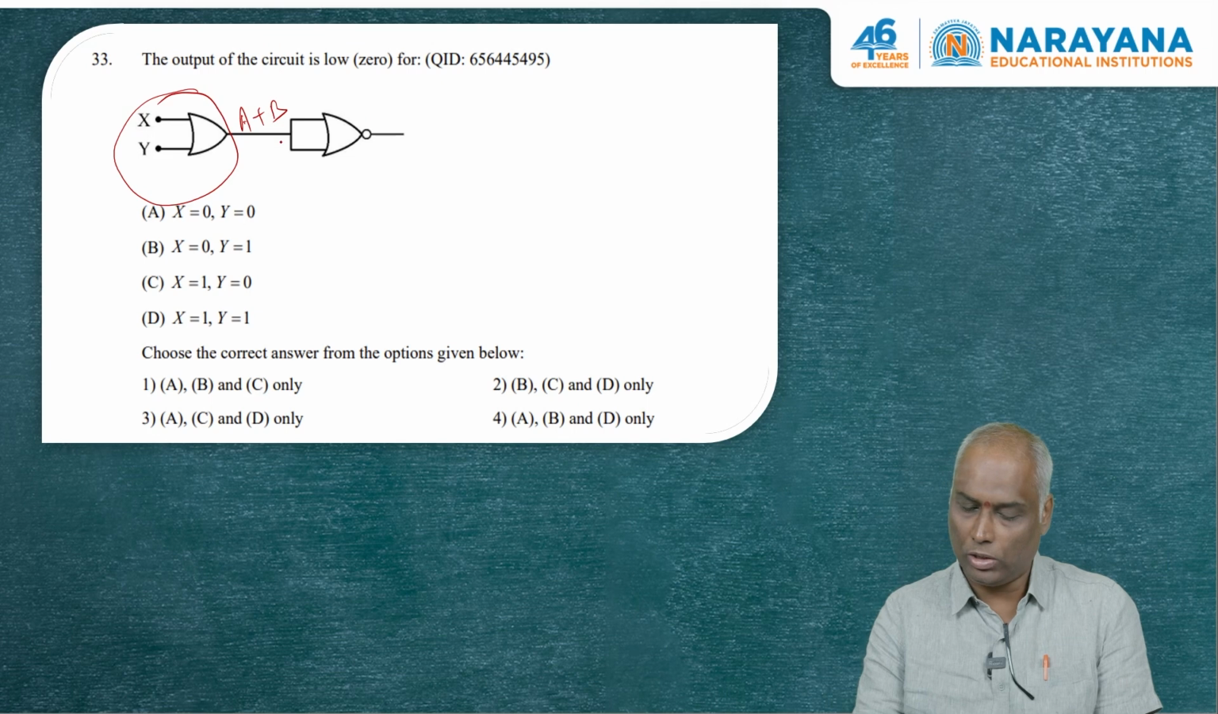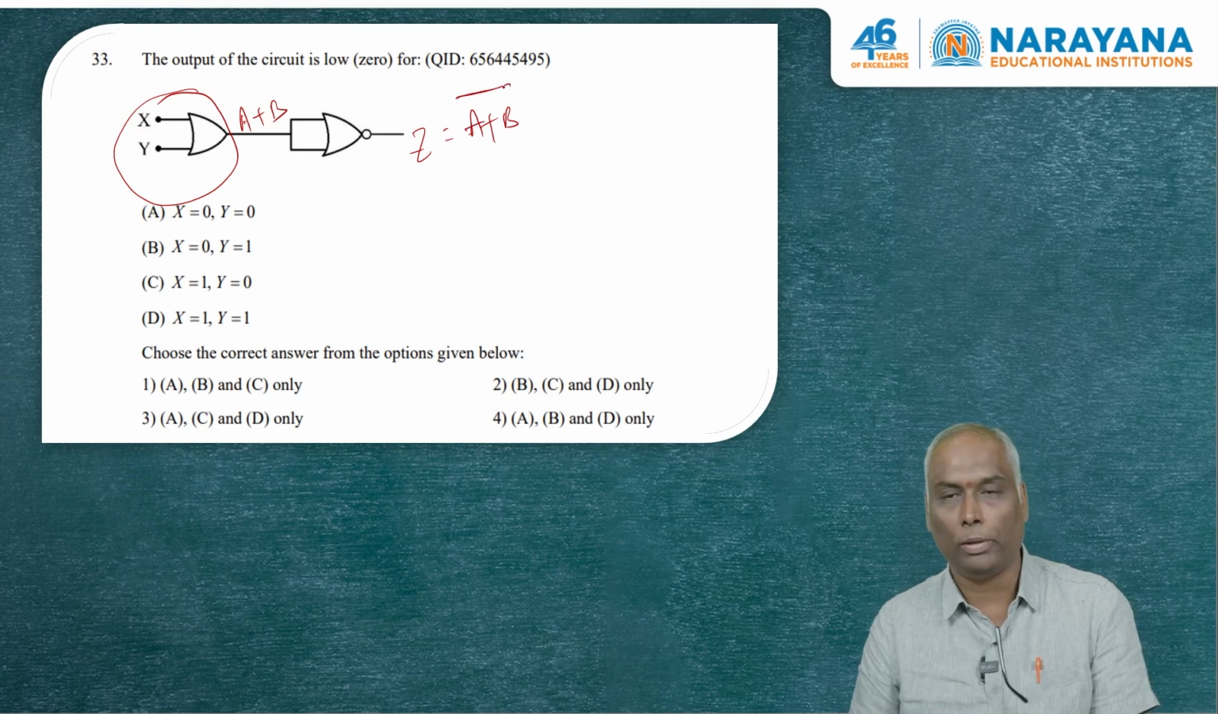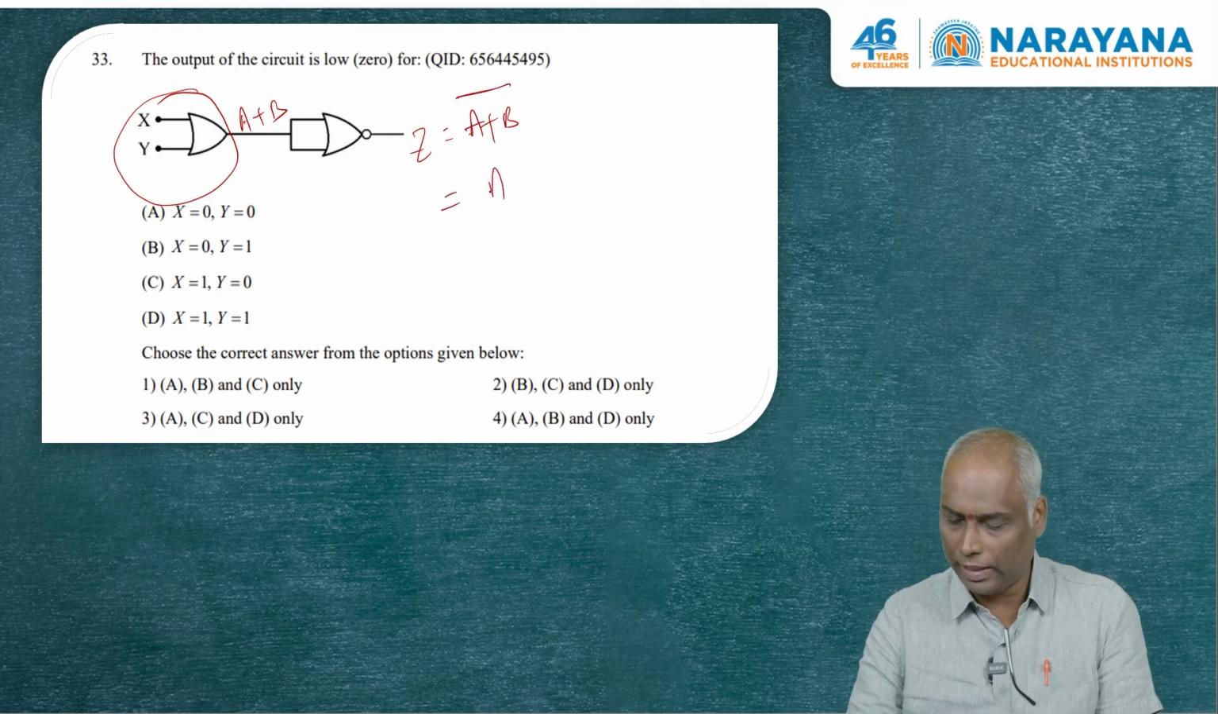And here, this is also an OR gate, but we have put a bubble. So the output is going to be, and we have joined both A and B, so it will act like a NOT gate. So the output Z is equal to (A plus B) whole bar. Of course, this can also be written as A bar dot B bar.